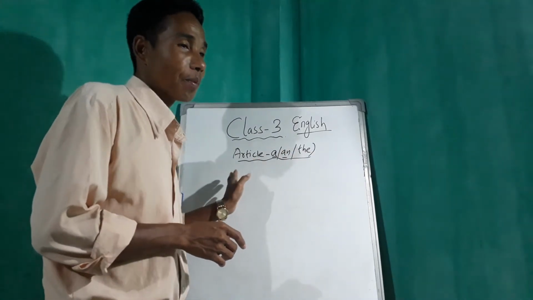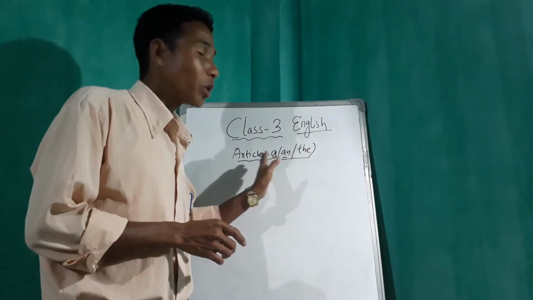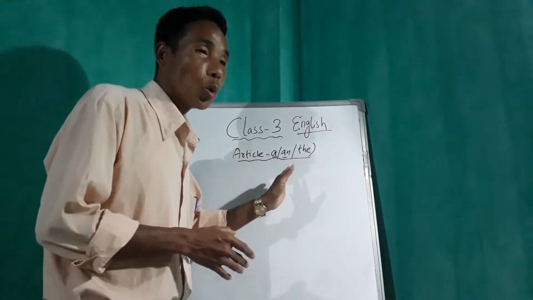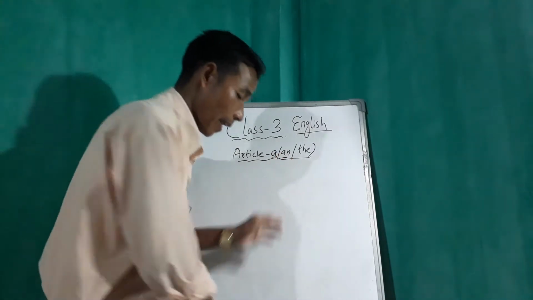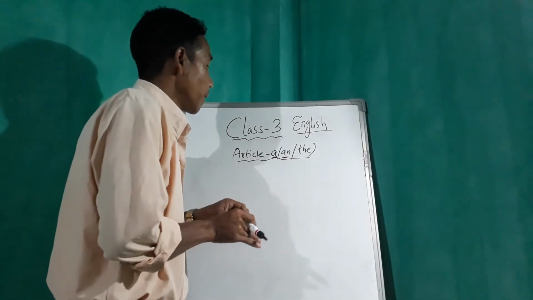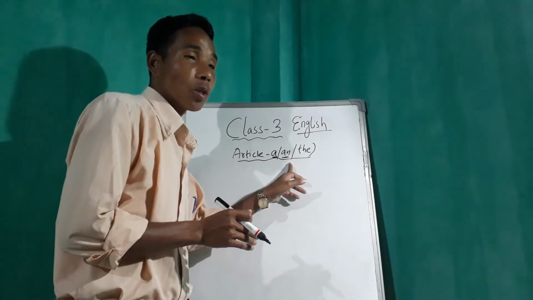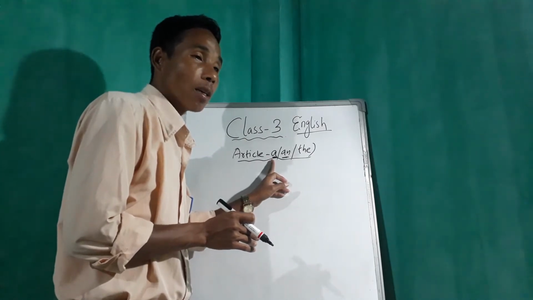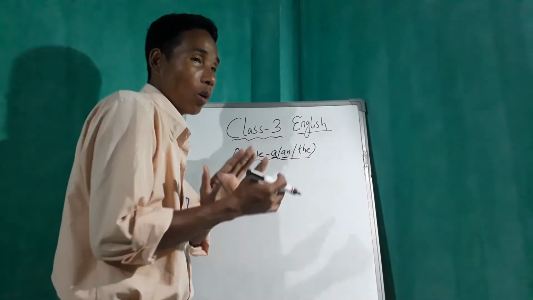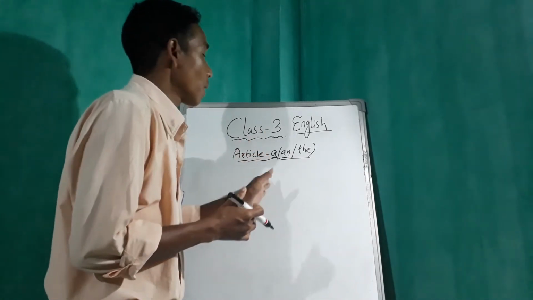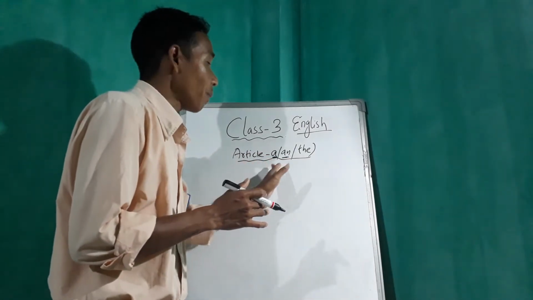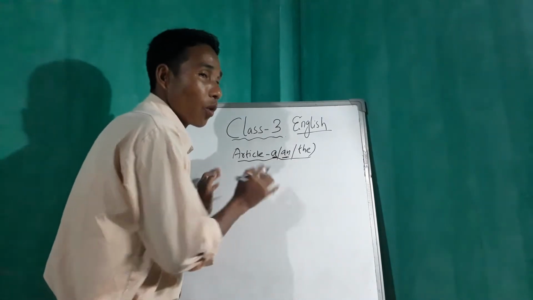From your grammar, article, where to use a and the. In the previous class, I told you where to use a or an. A is used before what? Consonant. And an is used before a vowel. But there are some words, for example, okay?